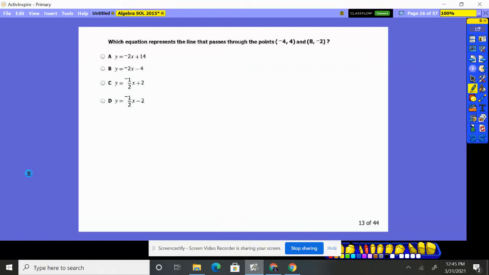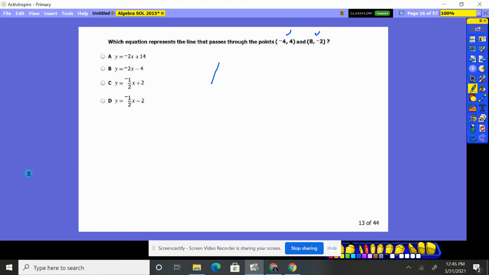Number 13, which equation represents the line that passes through the points (-4, 4) and (8, -2)? Now, one option you could do is plug the x and y values in and see if it's true for both, and that would give you the answer. But we need to know how to do this, because what if it wasn't a multiple choice question? So here's how we do it.